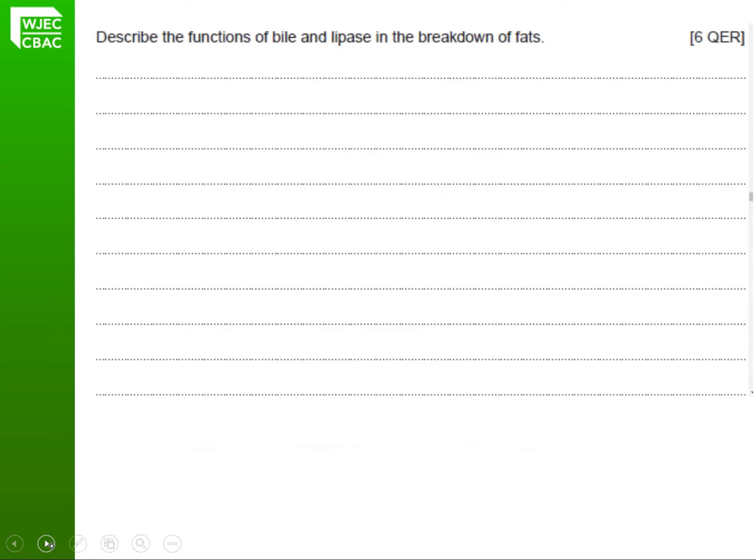Okay, question 8. We're going to have a practice at an extended answer question. So this question would be worth 6 marks. So describe the functions of bile and lipase in the breakdown of fats. So this is worth 6 marks. And you'll also be assessed in these types of questions on your quality of written communication. So you'll be looking at your spelling, your punctuation and your grammar.